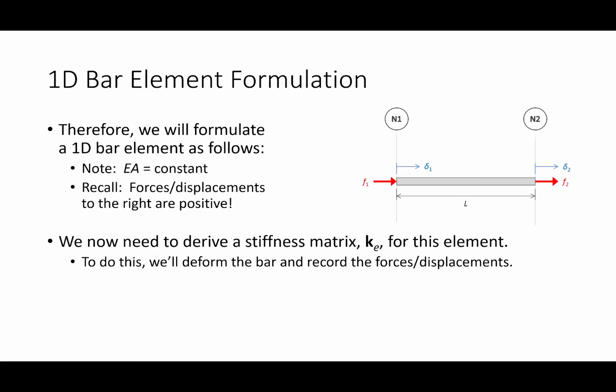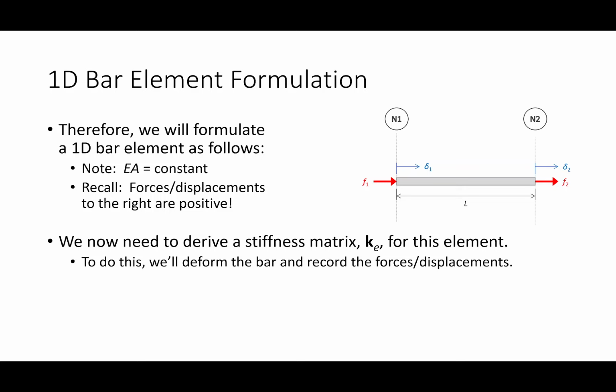So here's how we're going to do this. A textbook will call this the direct stiffness method, and the direct stiffness method is basically taking the bar and literally stretching it or squishing it and recording the forces necessary to produce those deformations. And that's exactly what we're going to do.